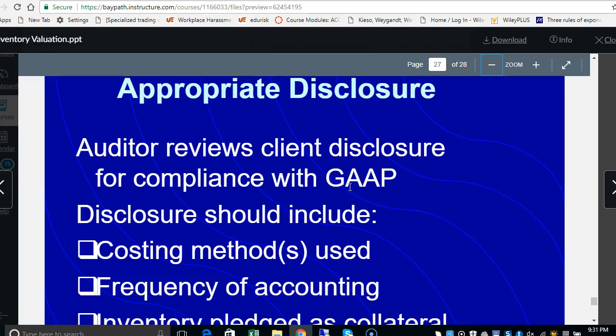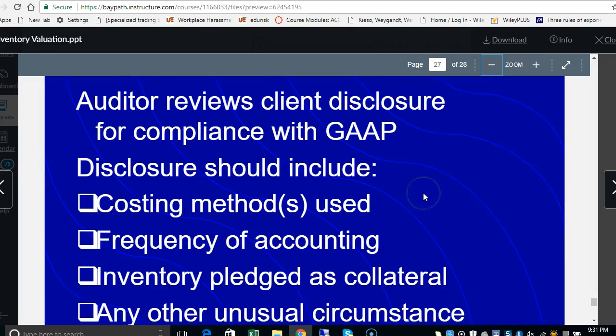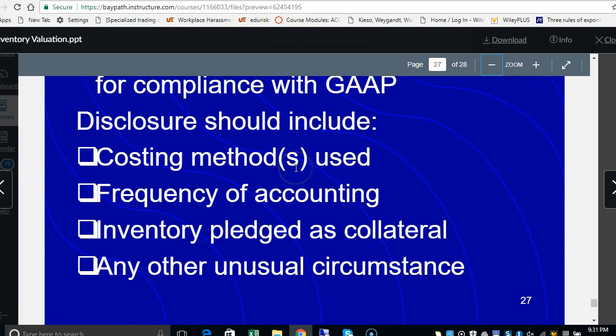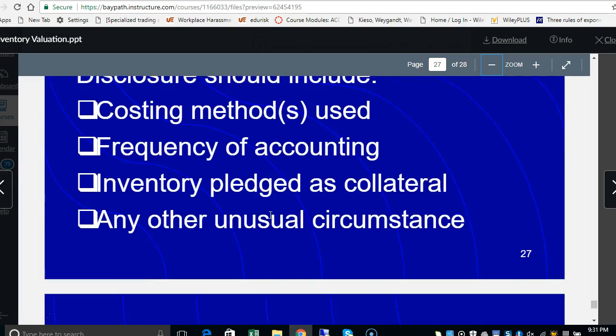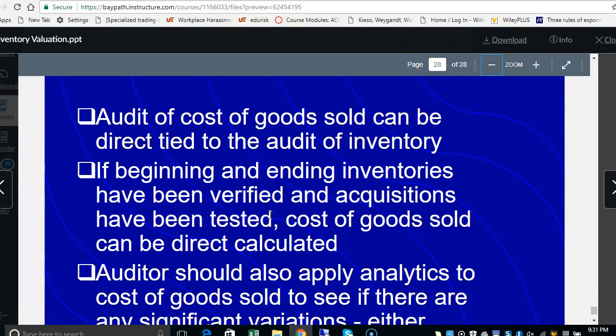Lastly is the appropriate disclosure process. Auditor reviews client disclosure for compliance with GAAP. The disclosure should include costing methods, frequency of counting, inventory pledges, collateral, and any other unusual circumstances. The audit of cost of goods sold can be directly tied to the audit of inventory. If beginning and ending inventories have been verified and acquisitions have been tested, cost of goods sold can be directly calculated.